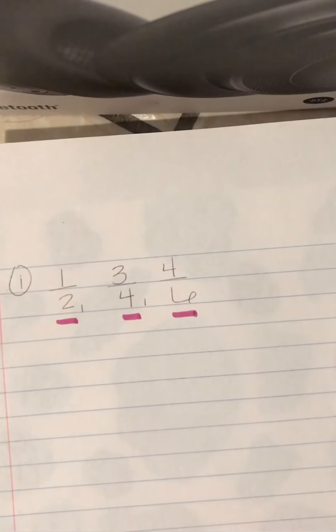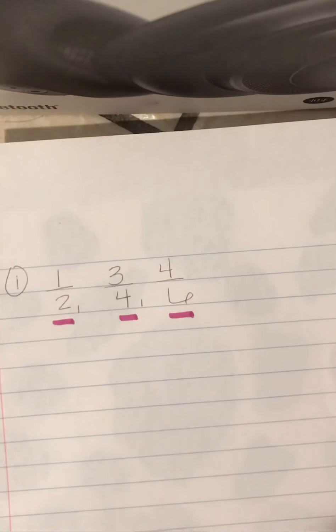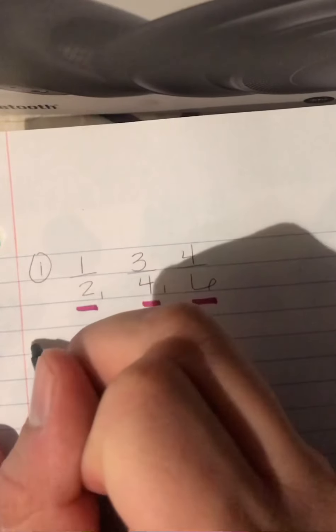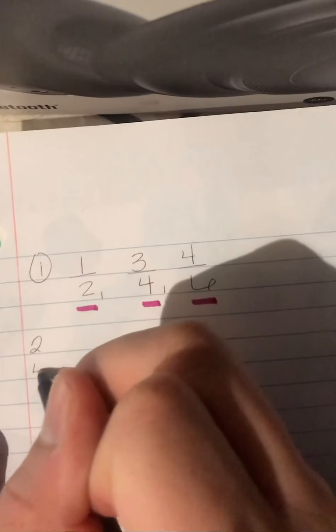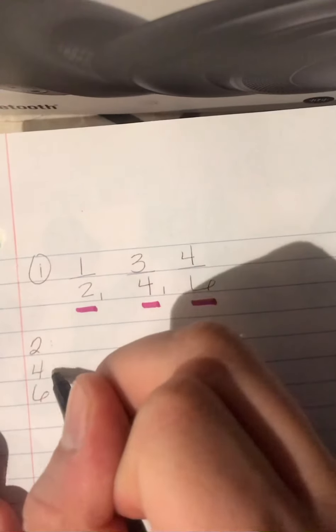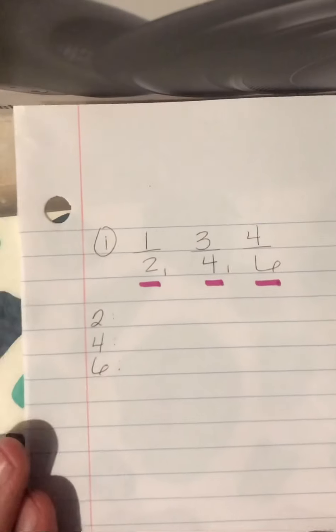Now I'm going to be looking at 2, 4, and 6 because they are my denominators. Off the top of my head, I might not be able to see what the common denominator is. But one strategy that we could do to find the common denominator would be to list all the multiples of each denominator. So let's go ahead and list all the multiples of 2.